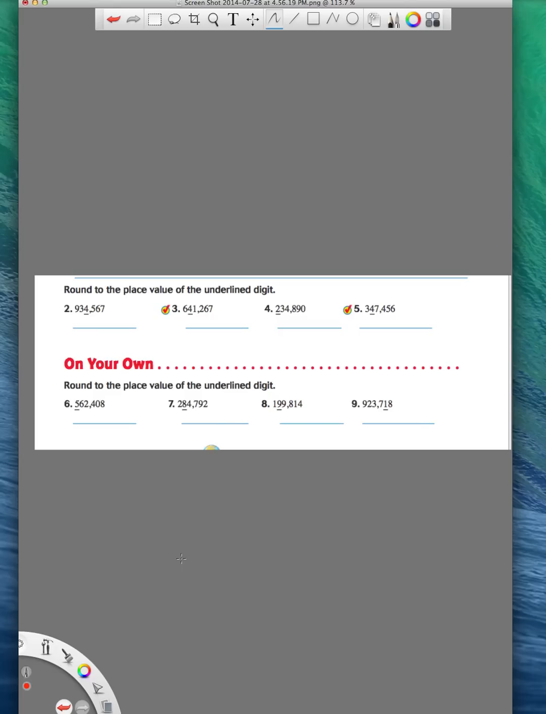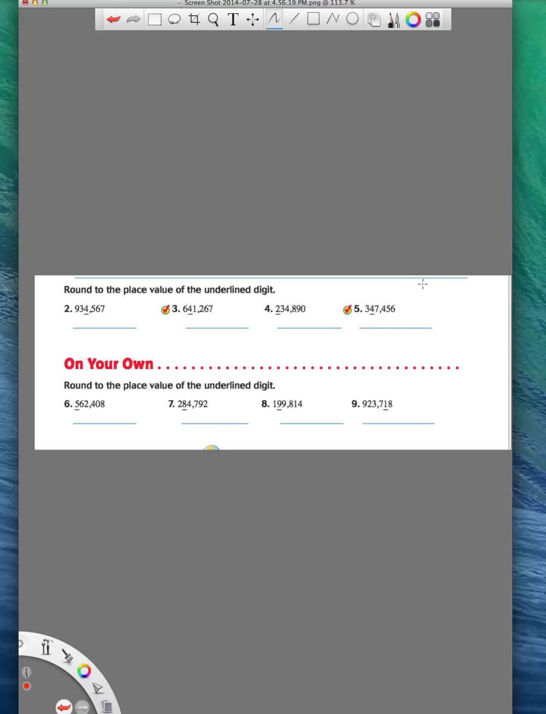Okay, so today I'm going to show you in our book the two ways that it's going to test you on rounding numbers. The first way is it's going to give you a problem like these here on my page, where it underlines a number and asks you to round it to the place value of the underlined digit. So it already underlines it for you. The second way that they're going to ask you to round is, instead of underlining, they're going to write out the place value that you need to round to.